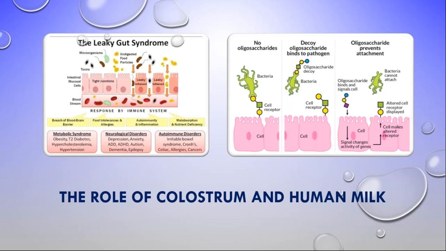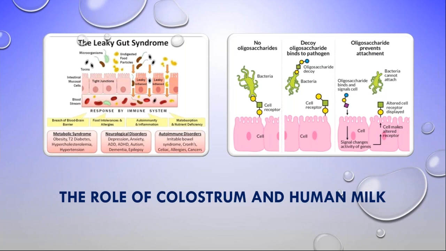The role of colostrum in human milk. So why is it important, even if all we manage to do is get colostrum and some breast milk down there, why is it essential? Well, in the first place, it prevents what we call leaky gut syndrome. When the baby is born, the gut is what we call open. The gut is very permeable, and if organisms that shouldn't be there happen to go down into the gut, they very easily will cross over.